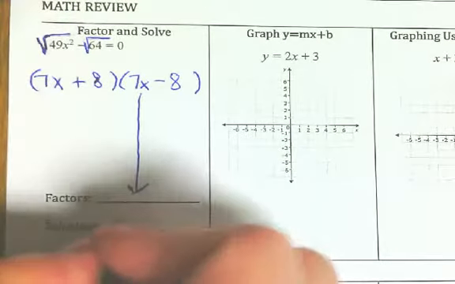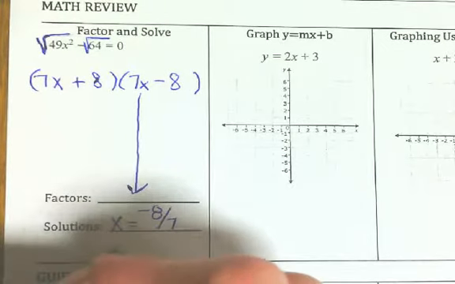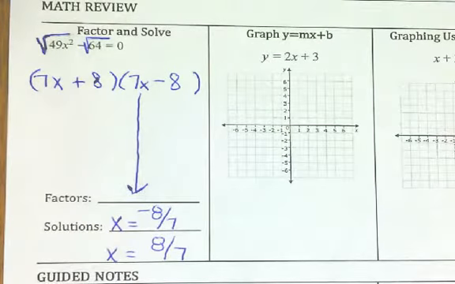And then for the solutions, you should have gotten x equals negative 8 over 7 and x equals 8 over 7.